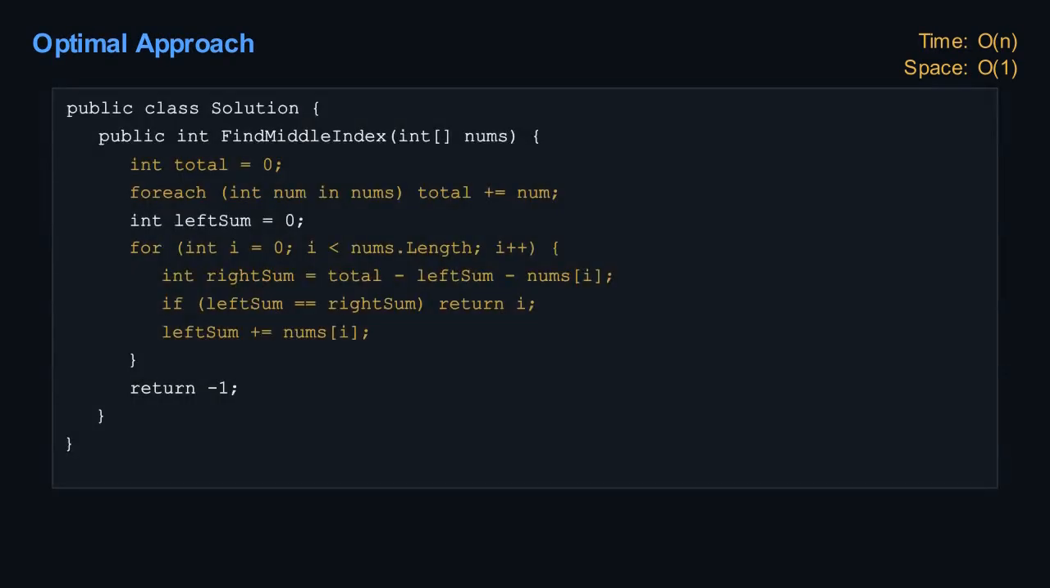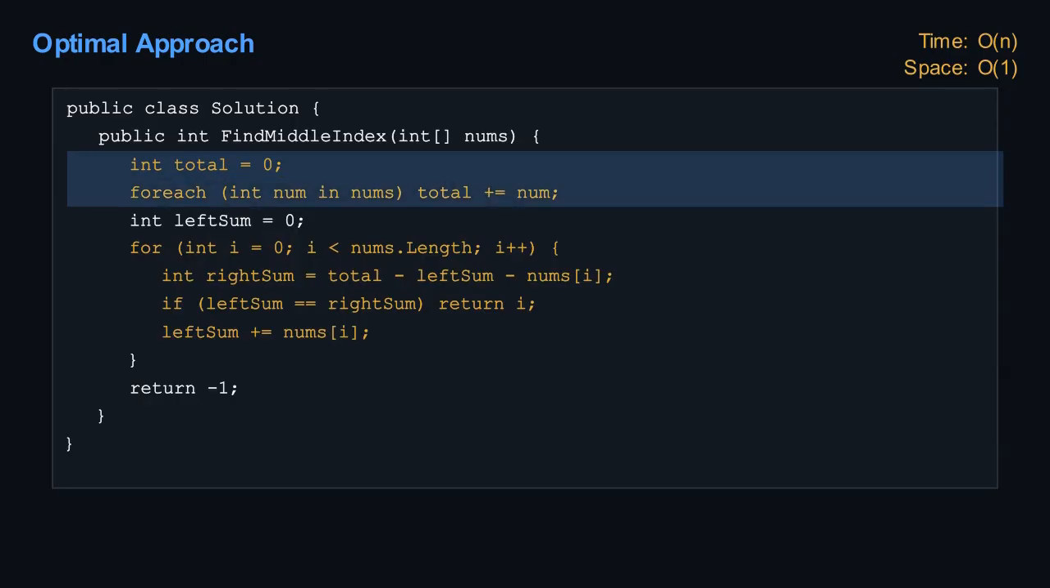The key insight to optimize this is realizing we don't need to recalculate sums from scratch every time. We can maintain a running sum. First, calculate the total sum of all elements in the entire array. Then, iterate through the array once more. As we move from left to right, we'll keep track of the left sum, the sum of elements encountered so far before the current index.